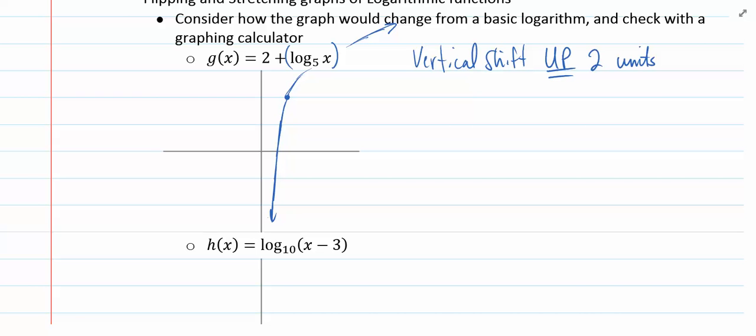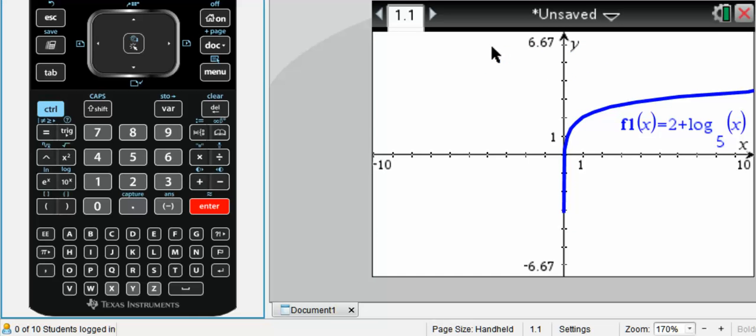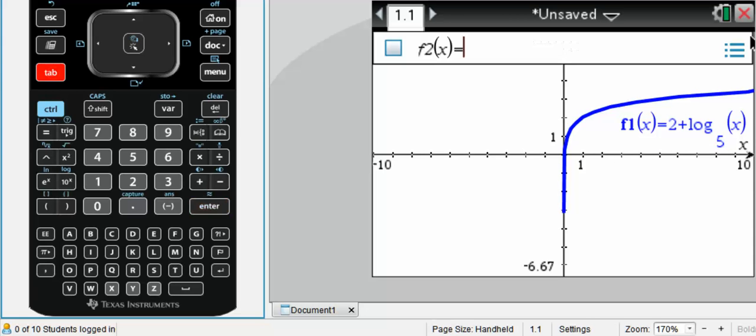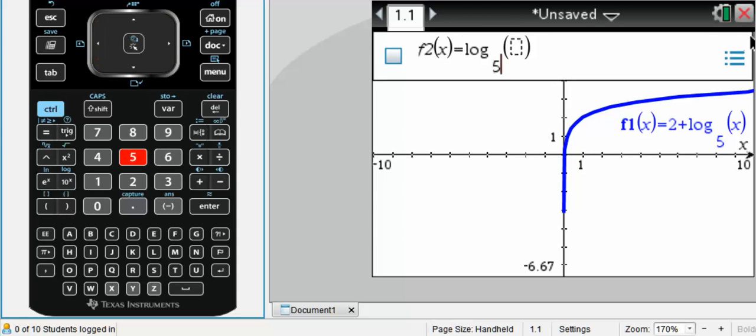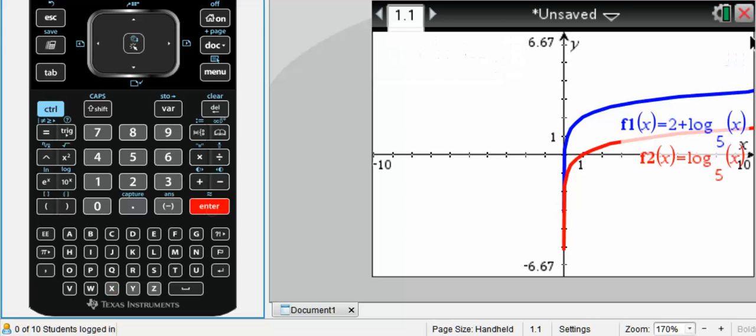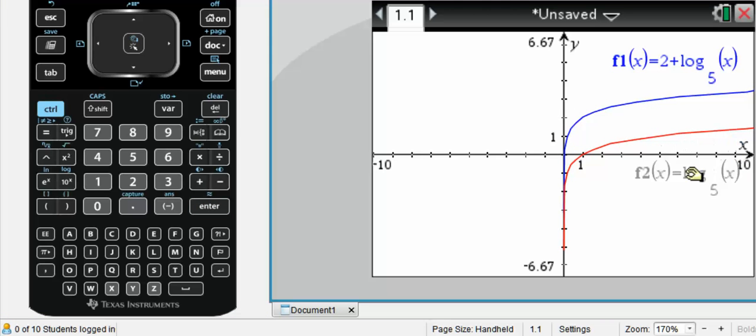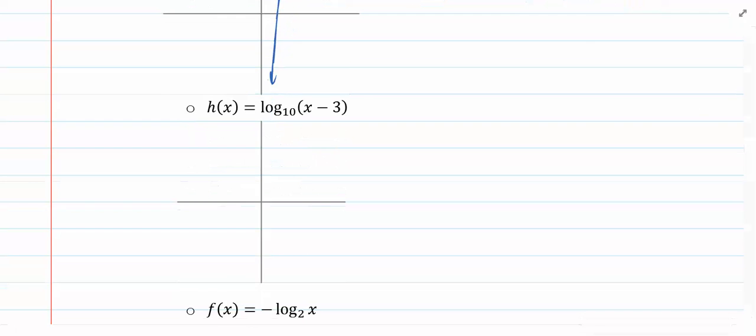We can verify that with a graphing calculator, and here's a picture of that. Again, here's our 2 plus logarithm base 5. And if I compare that to our original logarithm base 5 of x, this one should be higher than the red graph, and there it is right there. Our blue graph is above, it's been shifted directly upwards, whereas our red graph, which represents our original, is down below. Let's consider some other examples.